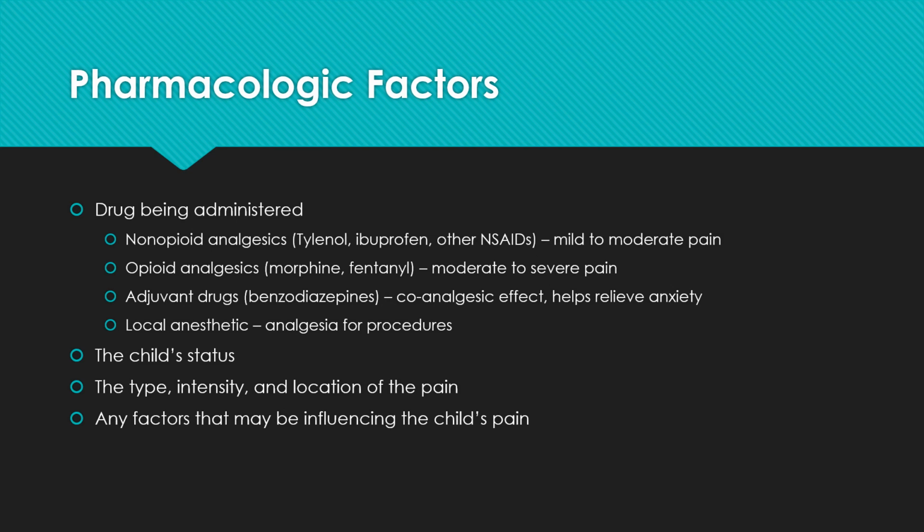Pharmacological factors, just make sure you're aware of what drug is being used. If it's for mild to moderate pain, right, we're going to use a non-opioid analgesic, Tylenol, ibuprofen, maybe some other type of NSAID. If it's more moderate to severe, then we're thinking about our opioid analgesics. We can do some adjuvant drugs, meaning we can put these in along with some of the other analgesics to kind of help with some of that anxiety relief, because right, if you're in a lot of discomfort, you get a little anxious about it as well.